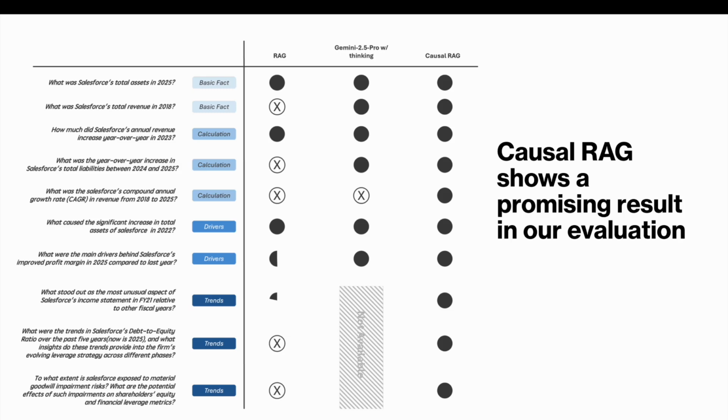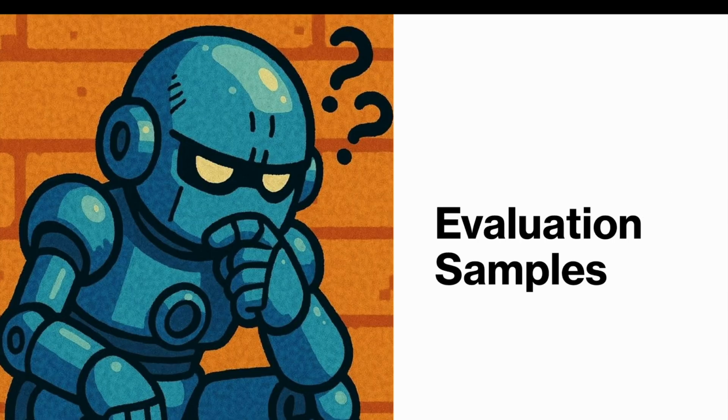We then compared three approaches: a baseline RAG supported by BigQuery's vector search, Gemini 2.5 Pro with ThinkOn enabled, and our Causal RAG agent. The results show that Causal RAG not only significantly outperforms the baseline RAG on both simple and complex queries, but also delivers greater stability and reliability than using Gemini 2.5 Pro alone. Let's see a few evaluation samples.